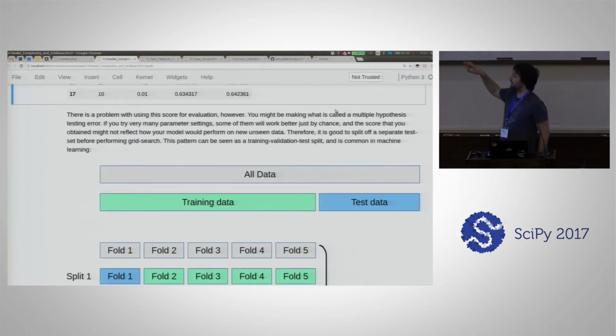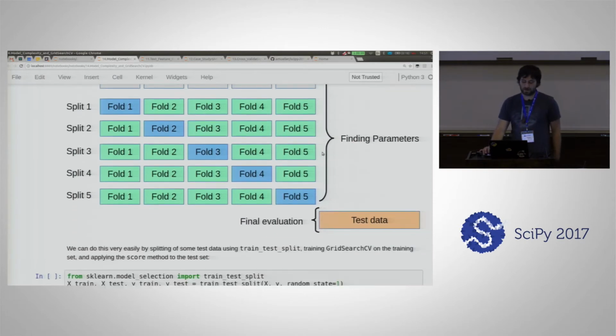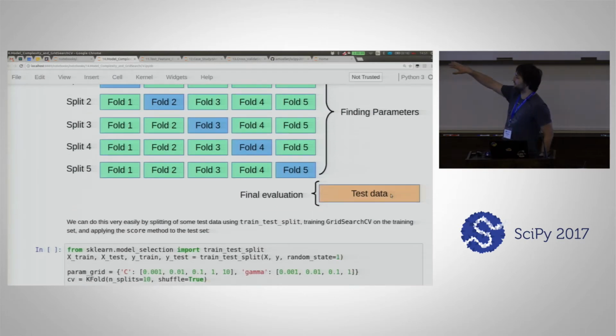So as I said, the solution to this is to have a separate test set. We split our data into a training and a test set. Then we do cross-validation to find the parameters only on the training set using GridSearchCV. And then we do a final evaluation on the test set to see how well this best model generalizes.